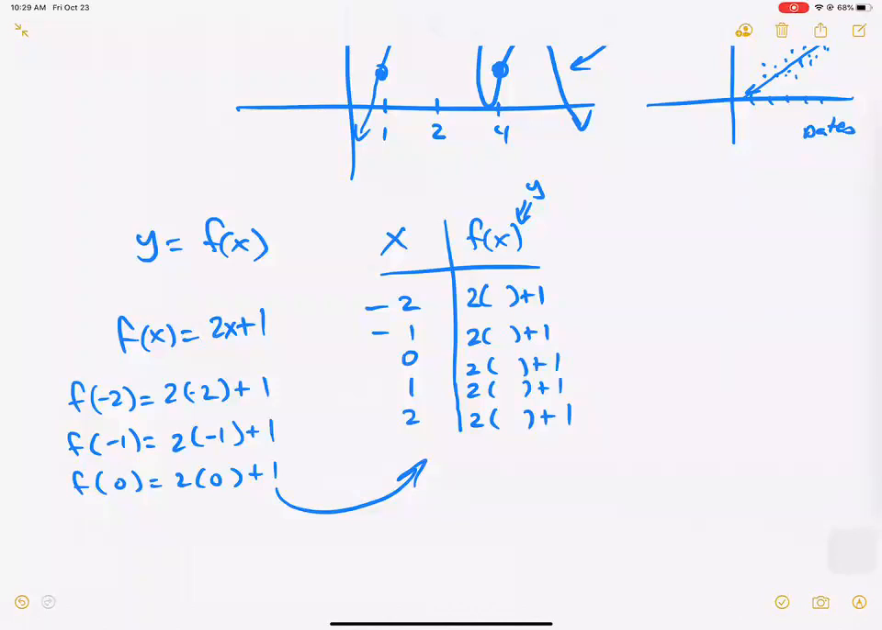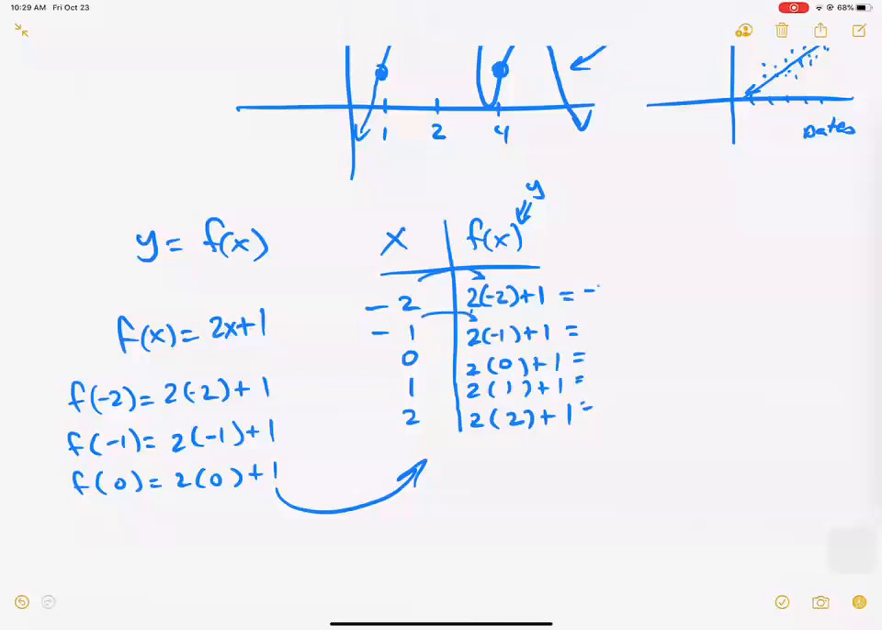And if you ever write standards before, tables allow us to do that. 2, parentheses, 2, parentheses, 2, parentheses, right? And we're just going to plug in the numbers like what we did here. -2, x is now -2. X is now -1. X is now 0. X is now 1. X is now 2. This is equal to our results.